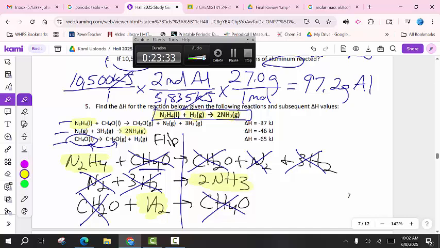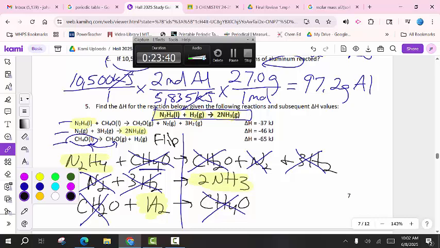So I rewrote the reactions. I kept the first one, the second one the same. I flipped the last one. And when I add these 2 reactions up, I end up with this overall reaction that I'm looking for.